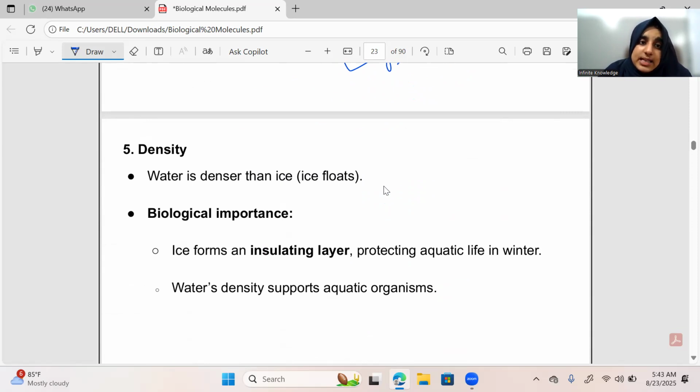Okay, density is that water is more dense than ice. Why? Because of its hydrogen bonding structure. It is just so strong that it becomes very dense as compared to ice. Ice forms an insulating layer protecting aquatic life in water. Okay, water's density supports aquatic organisms.